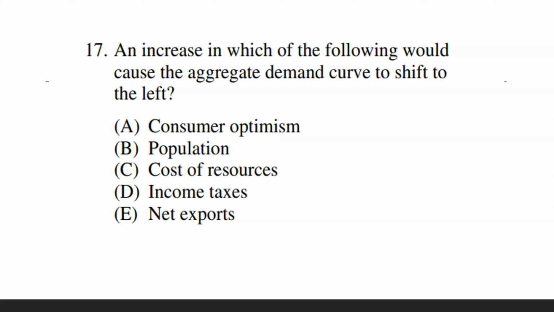It said an increase in which of the following would cause the aggregate demand curve to shift to the left. Well, demand going down is bad. Supply going down also is bad. And so what I did was I read through these and I saw C, and I automatically thought C is definitely bad. And it is bad, but that wouldn't cause aggregate demand to decrease. That would cause supply to decrease. So I missed an easy one here. 17, the answer is D. And so an increase in income taxes means people have less money to spend.